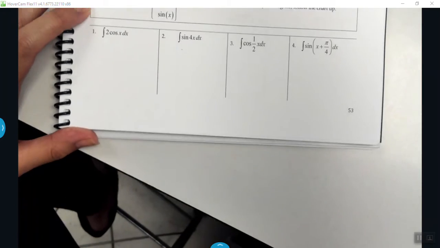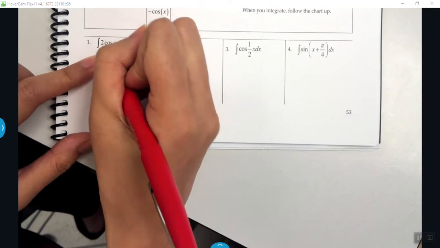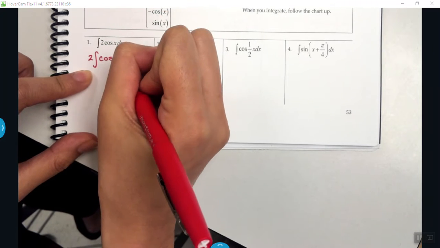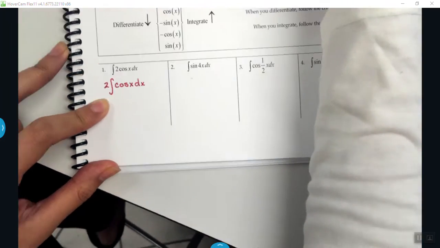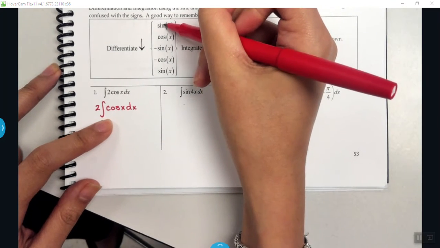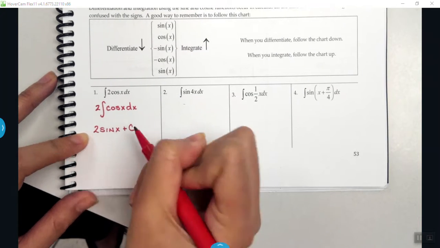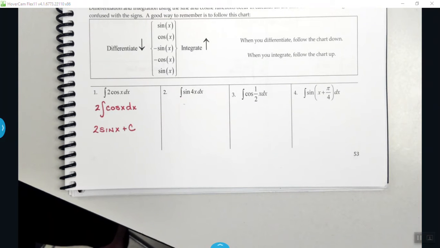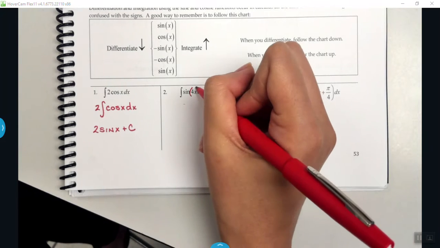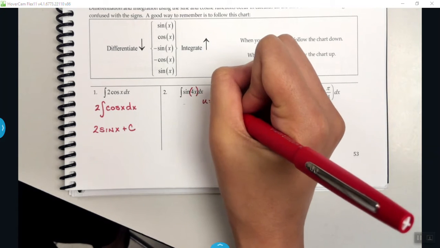Okay, let's do a couple of these regular basic integrals. The integral of 2 cosine x is, the 2 can come out. So if we look at the chart here, the integral of cosine is sine. So it's 2 sine x plus c. Okay. All right, for number 2, this is sine of 4x. So 4x is your u. So if you were to do it all out, you make u 4x.